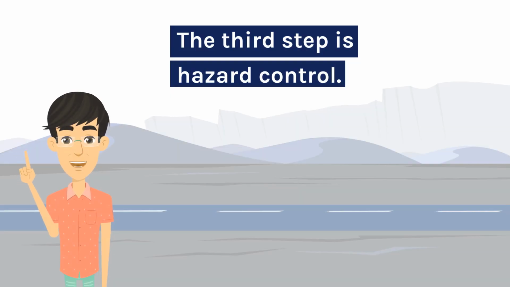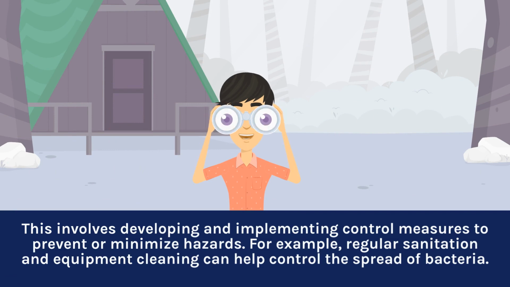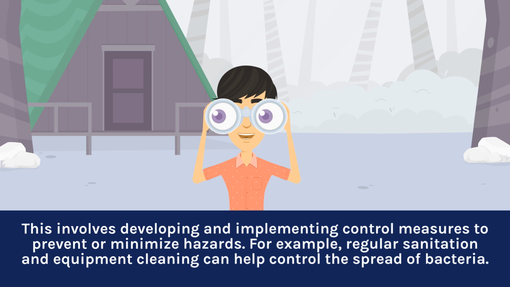The third step is hazard control. This involves developing and implementing control measures to prevent or minimize hazards. For example, regular sanitation and equipment cleaning can help control the spread of bacteria.